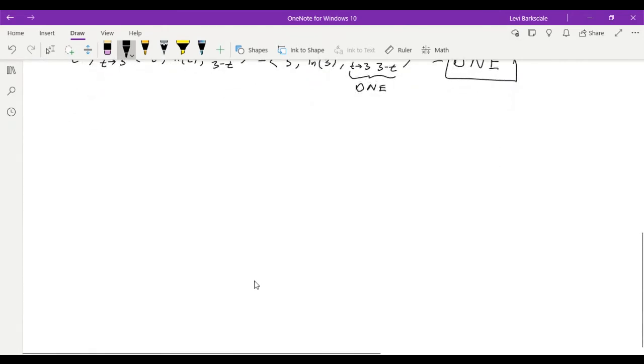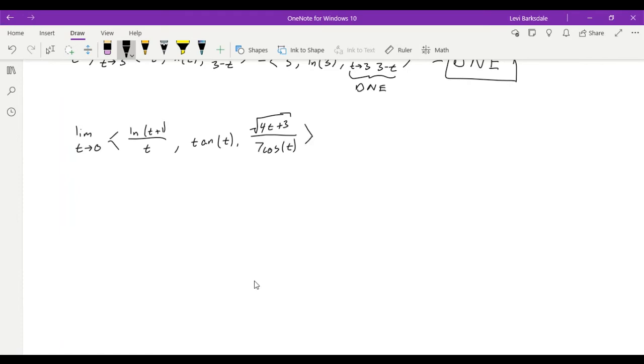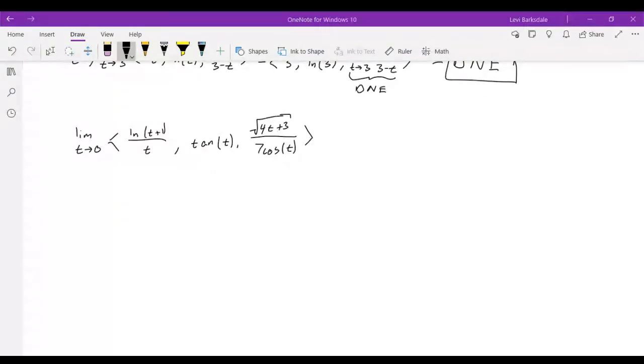So I'll go ahead and give you guys a practice problem. Go ahead, take a minute to work it out. It'll be the limit as t goes to 0 of natural log of t plus 1 over t, tangent of t. Go ahead, take a minute and work that out.